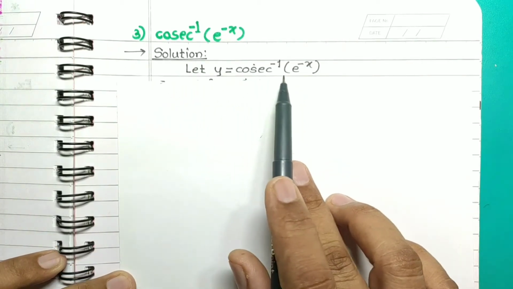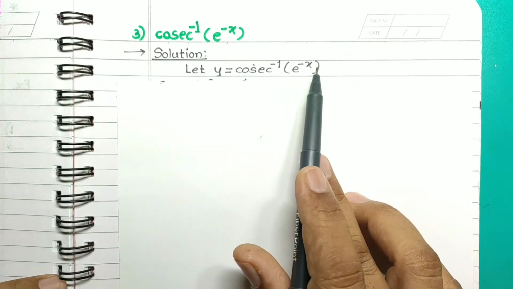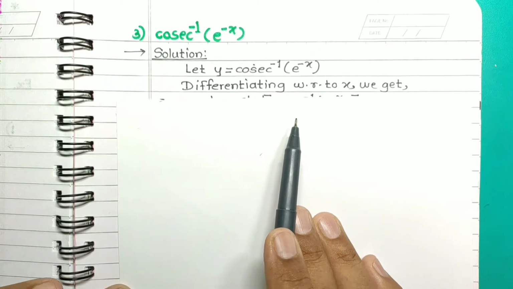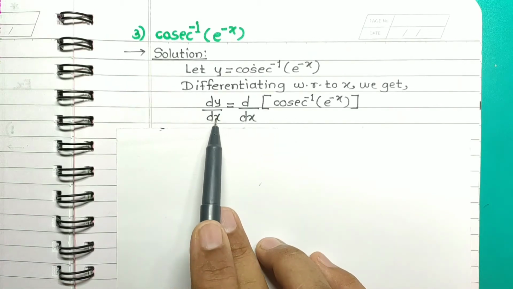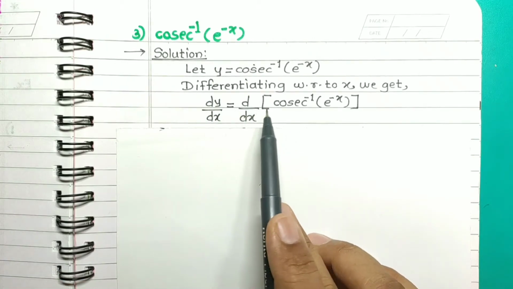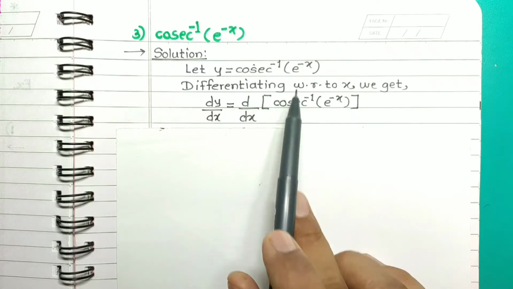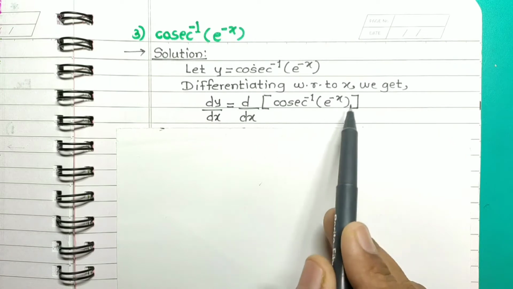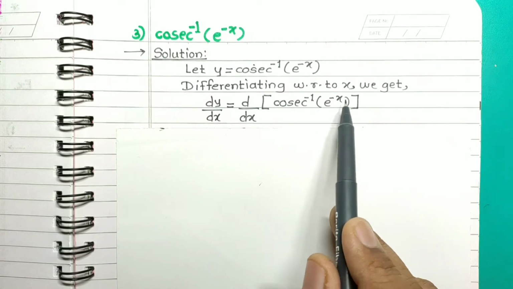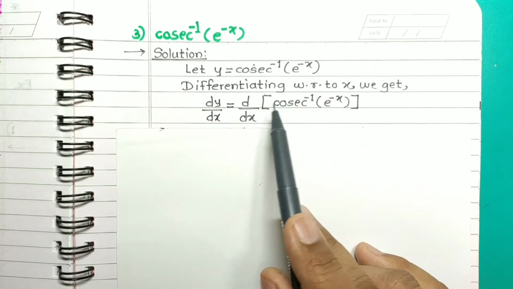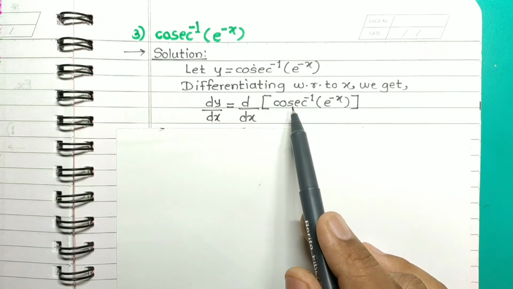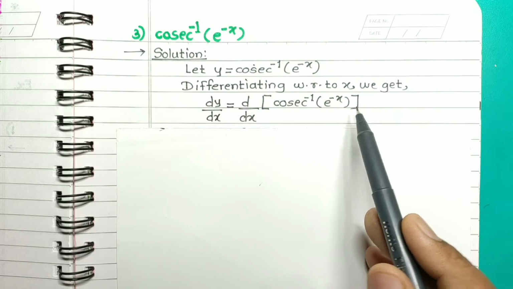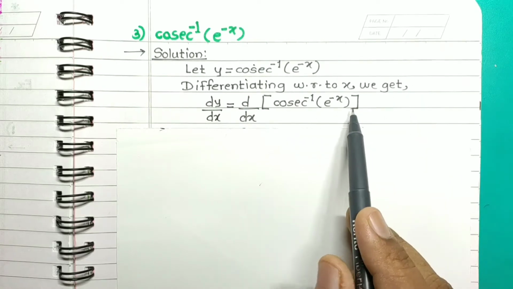So let y is equal to cosec inverse of e raised to minus x. Differentiating with respect to x, we get dy by dx, derivative of y, is equal to d by dx of this cosec inverse of e raised to minus x. Here again we observe that it is a composite function, and to find this derivative we have to treat it as cosec inverse of something and apply chain rule.